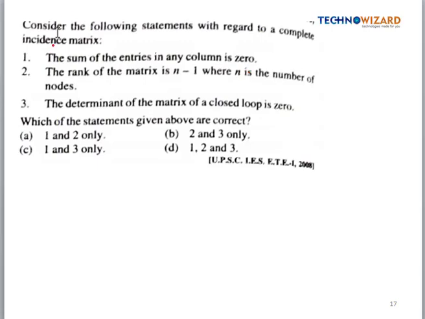So basically, the incidence matrix is obtained from a graph, so we can represent our graph with the help of a matrix. Now it is saying that the sum of the entries in any column is 0, so this is a right statement. The rank of the matrix, this is important, is n minus 1, so this statement is also right. And the determinant of the matrix of a closed loop is 0, so this is also right. So which of the above statements are correct? Option D is correct.